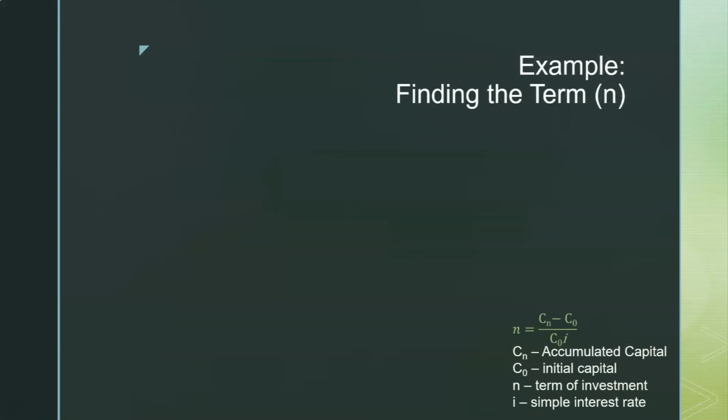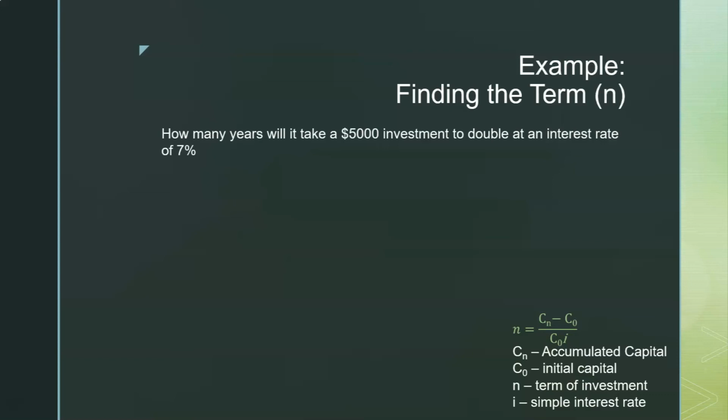Let's look at an example. How many years will it take a $5,000 investment to double at an interest rate of 7%? We start with the initial equation. Then we substitute in each of the values, the accumulated capital minus the initial capital divided by the initial capital times the interest rate.